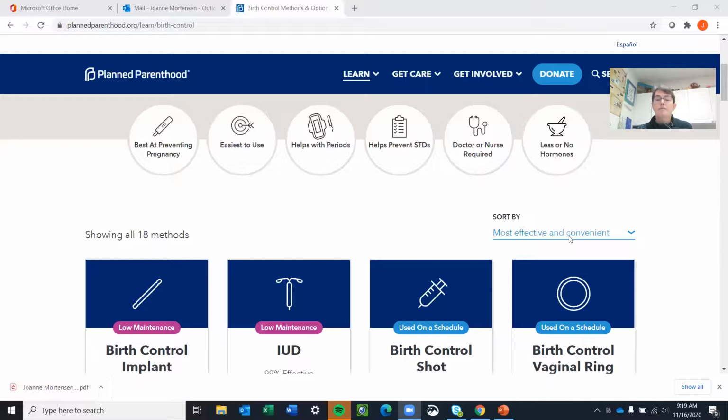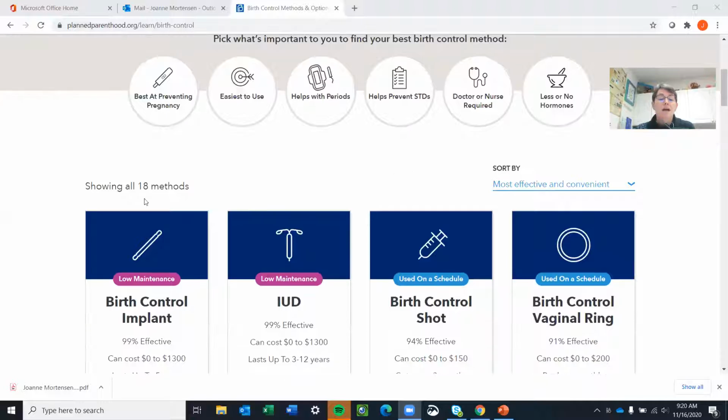There we go. Okay, so I just Googled it and I went to Planned Parenthood and I thought, well, these people are going to know what's going on. And what's really cool is they actually have you choose: best preventing pregnancy, easy to use, help with your periods, prevent STDs, doctor or nurse required, less or no hormones. You can pick, but there are 18 different methods. There's probably more than that, but they said 18.